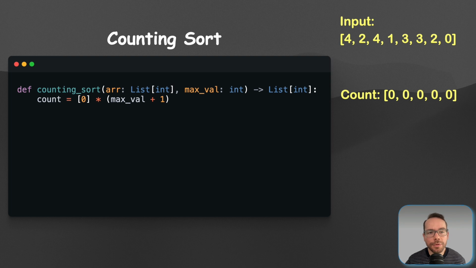Now, the next step for us is looping through the input array, and for each element, we will increment the corresponding index in the count array.